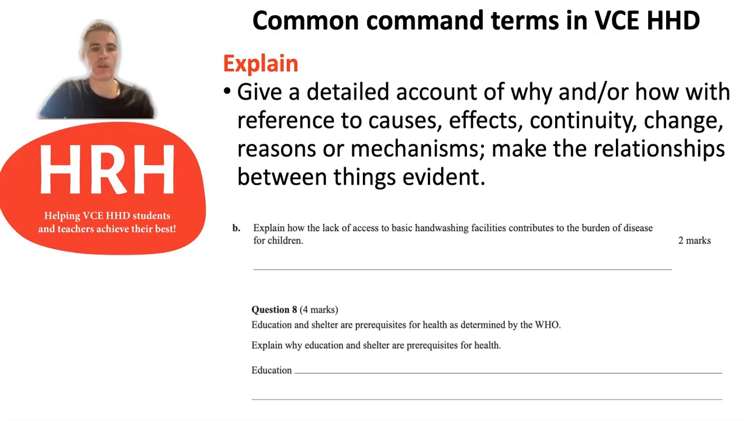Down the bottom then, another question was asking you in a past paper to explain why education and shelter are prerequisites for health. So that's kind of divided into two-mark questions, so 2 for education and 2 for shelter. So why they're necessary as prerequisites for health. And because it mentions health there, you'd be linking them into either health and well-being or health status. So once again, you're kind of linking two aspects together.